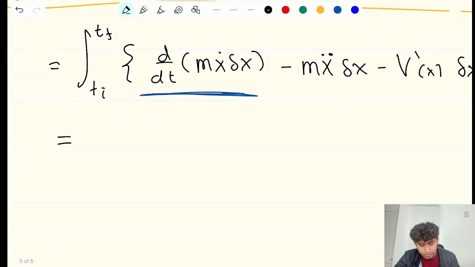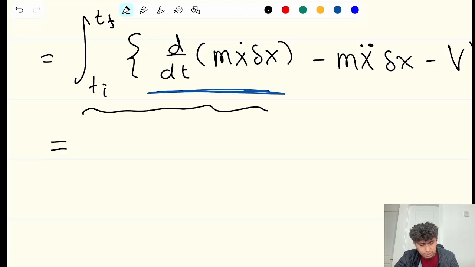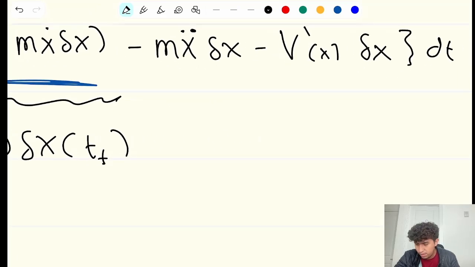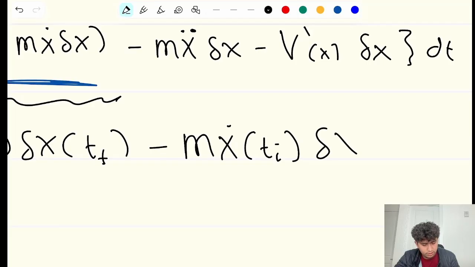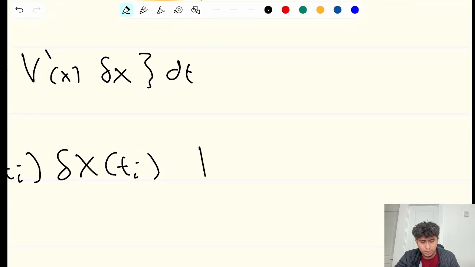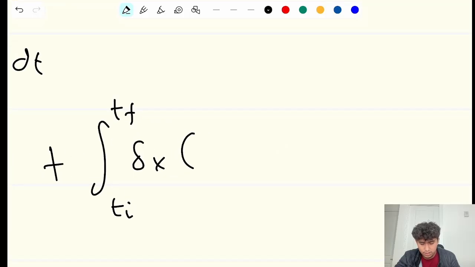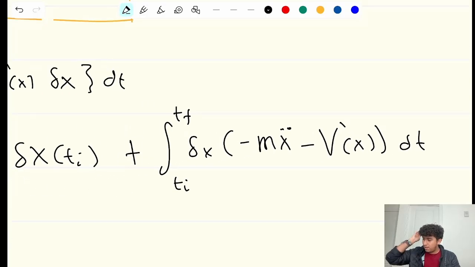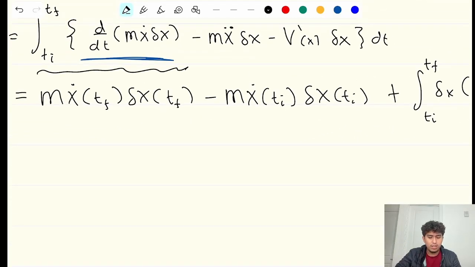So wait, before we make it equal to 0, this part is going to give you two terms. Just evaluate t_f, delta x, t_f, minus m x dot t_i, delta x, t_i. And then the second term is just going to give you the integral from t_i to t_f of delta x. And maybe you're seeing something here that looks familiar. So that's good. Okay, so we know the endpoints.